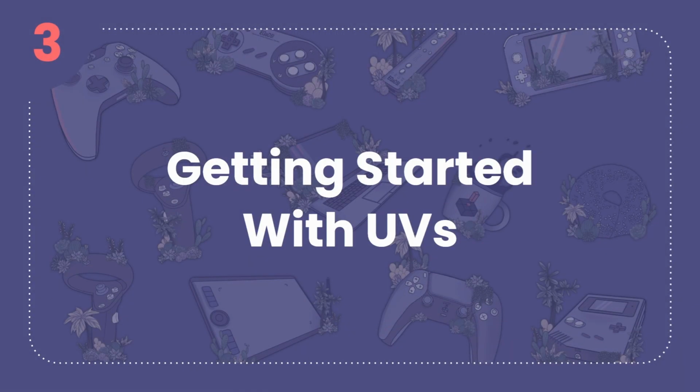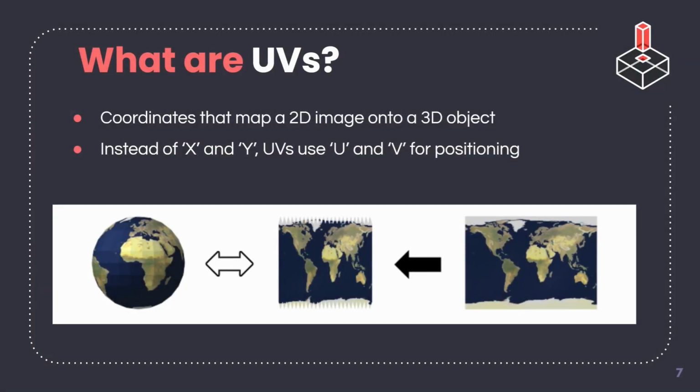So first we're going to talk about getting started with UVs, an introduction to what they are and how they work. What are UVs? They are coordinates that map a 2D image onto a 3D object. And they're called UVs because instead of X and Y, which are already taken up by the positioning of a 3D object, they use U and V for the axes.